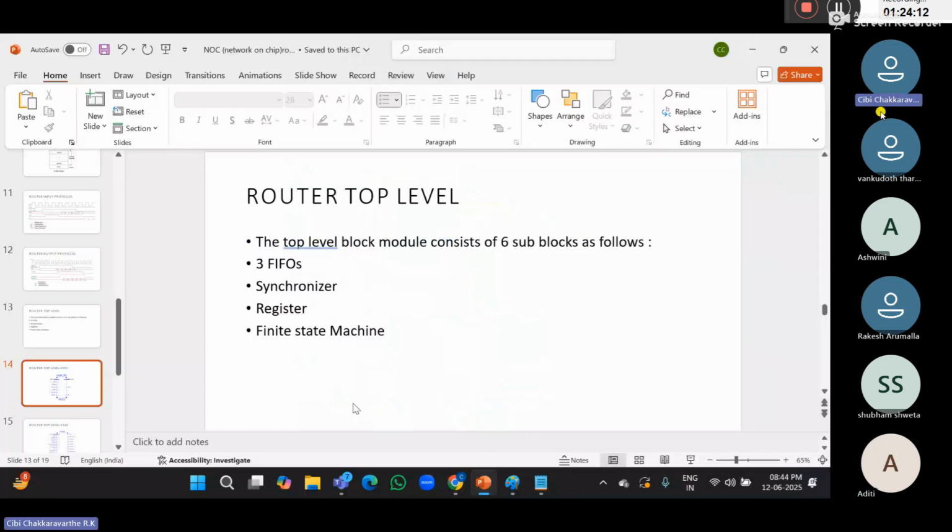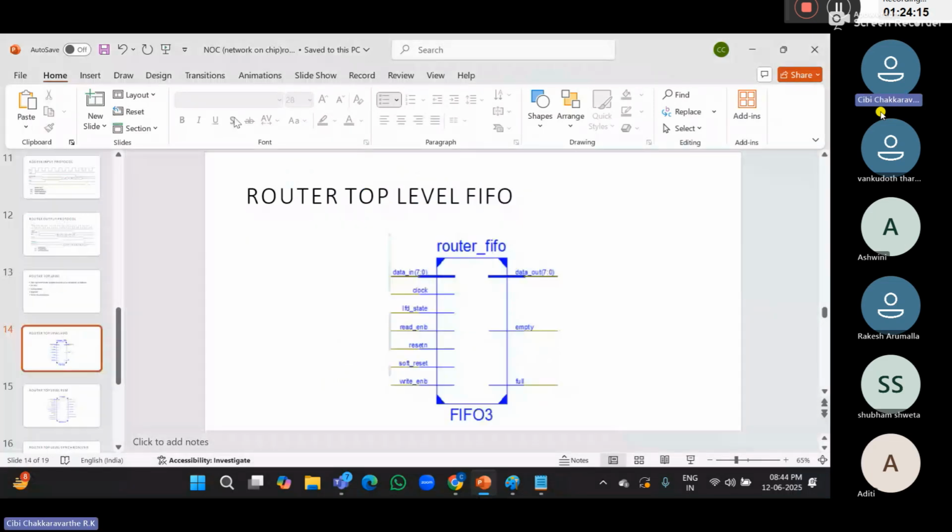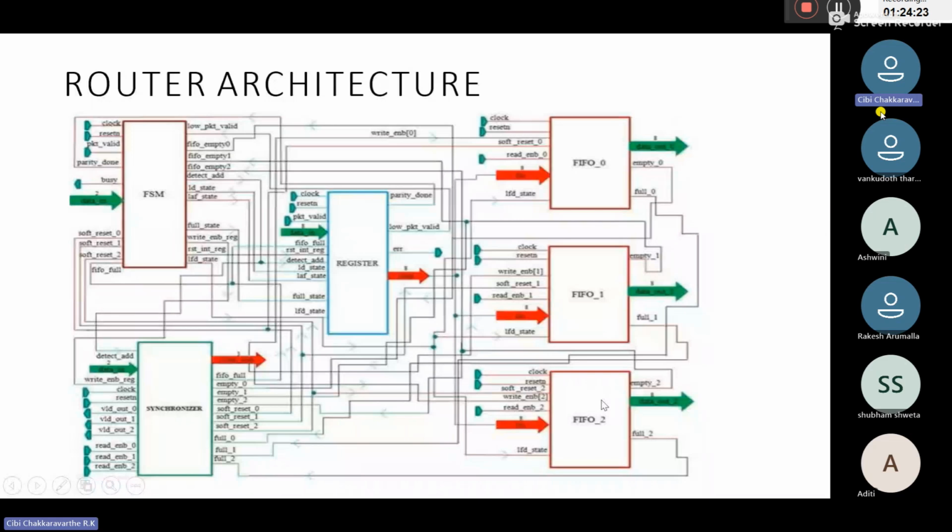See here in the architecture. Let's consider our FIFO2 is full. Now our FIFO2 is full. So in the FIFO2 there is a full 2 signal. It will be asserted and it will be moving to the synchronizer. So our synchronizer has the FIFO2 full, that is the full 2 signal, and this asserted signal will be moving to the synchronizer. Now our synchronizer came to know that FIFO2 is full. Then what will it do?